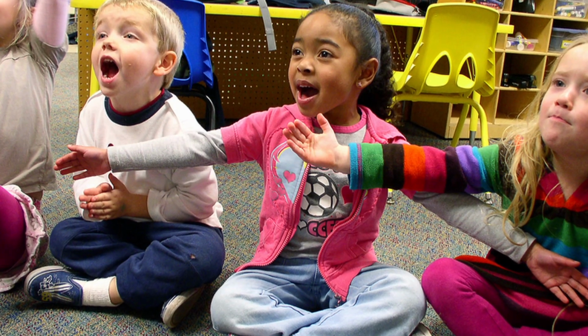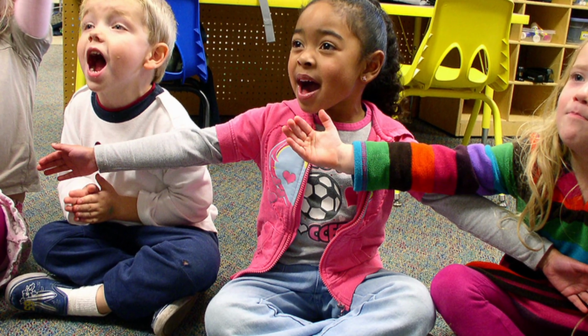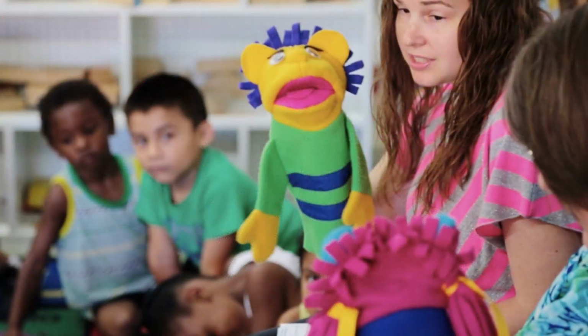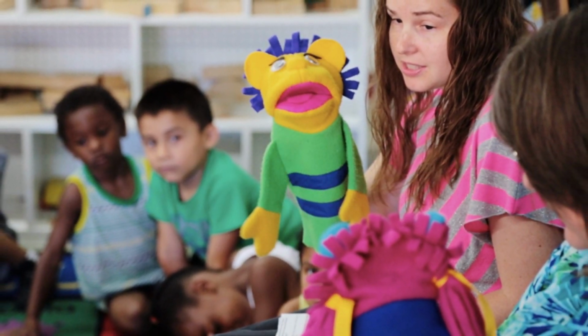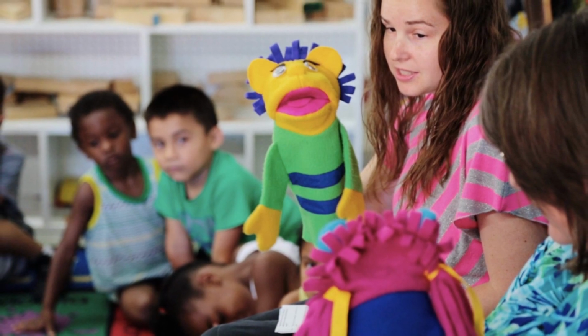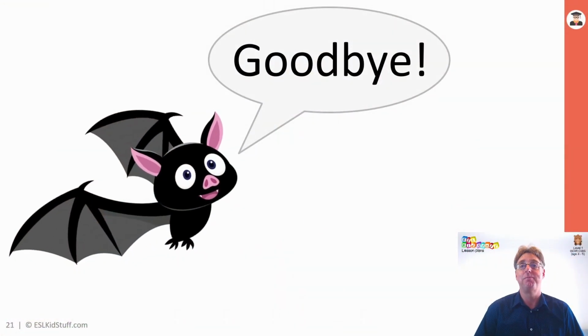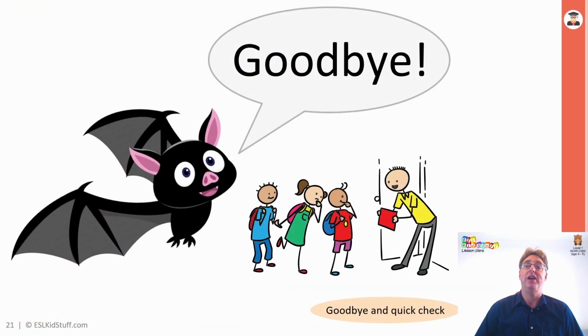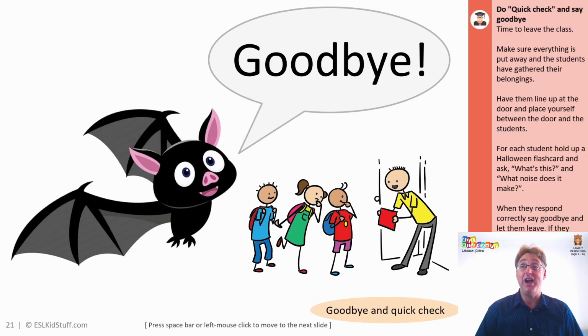Then on to your other wrap-up stages, such as singing a goodbye song and saying goodbye to your glove puppet. And we're at the end of the class. So this is where we're going to say goodbye, but we always do a quick check, a bit of a summary, to check everyone has learned something during the lesson.